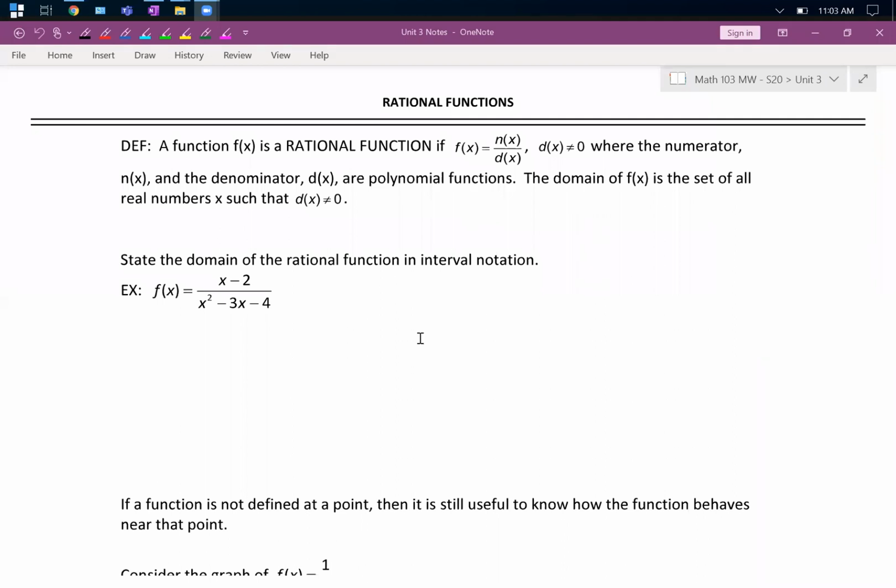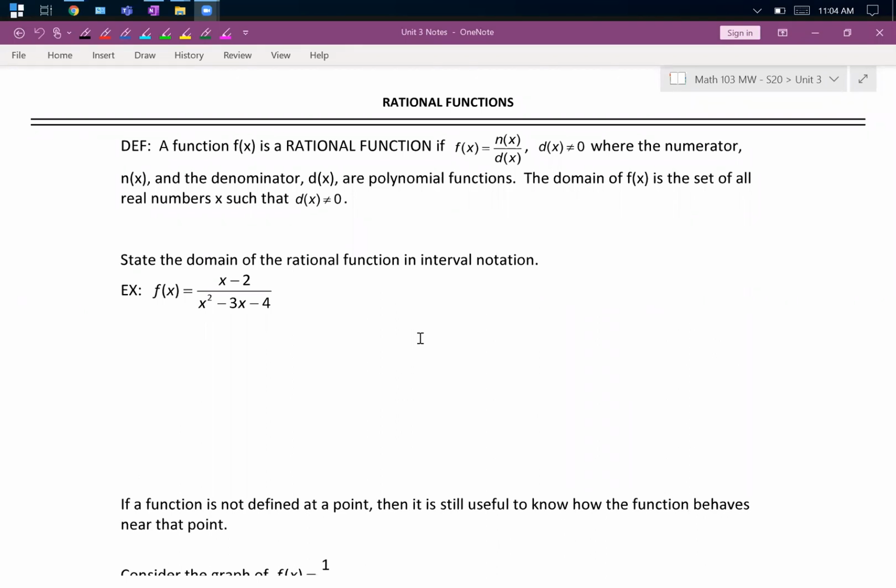Well, we're starting with rational functions today on page 160. So a rational function is a function of the form f of x equals n of x over d of x, where d of x is not equal to 0. The numerator and denominator are both polynomial functions, and the domain of a rational function is the set of all real numbers such that our denominator is not equal to 0. So let's start by simply finding the domain of this rational function. We'll write it in interval notation.